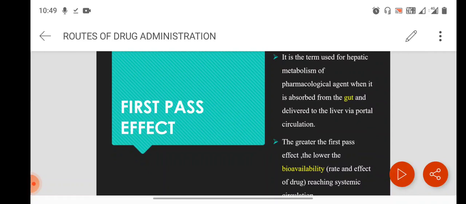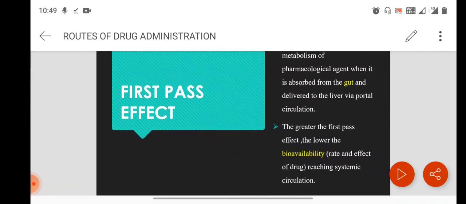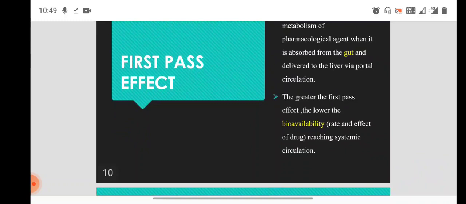The greater the first pass effect, the lower the bioavailability. Bioavailability means the rate and extent of the drug which reaches the systemic circulation. So once there is a greater first pass effect, the bioavailability will be less.